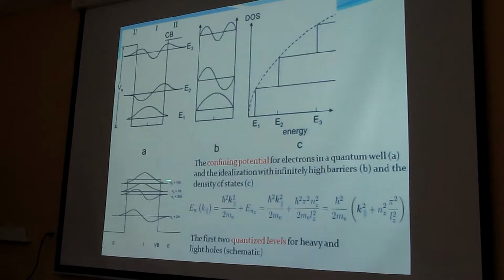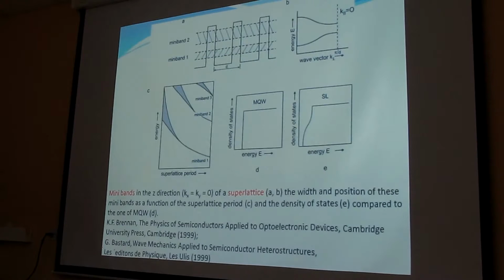And you get a splitting here because the quantization energy depends on the mass. If you have a heavy hole and a light hole, you get different quantized states for heavy hole and light hole. Then you can produce, for example, a heavy hole exciton with an electron here and a hole here, or you can produce a light hole exciton with the electron still here, but the hole here in this quantized state, and so on.